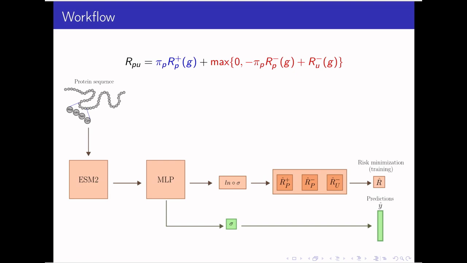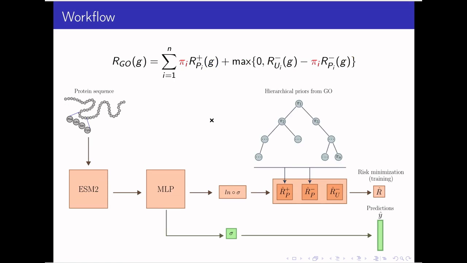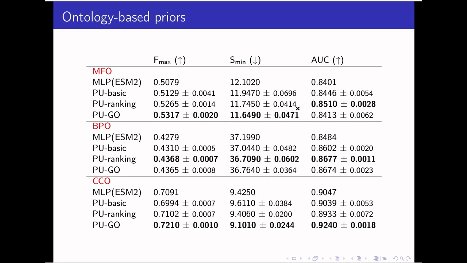So this is the initial workflow that I showed before, and after incorporating the class priors, we obtain this. So the risks are now better informed with these hierarchical priors from the gene ontology. After applying this class prior estimation, we also could see that the performance improved a little bit from the PU ranking case, but if you notice from the original baseline, which is MLP ESM2, there is a substantial improvement in Fmax and also in SMean and AUC.